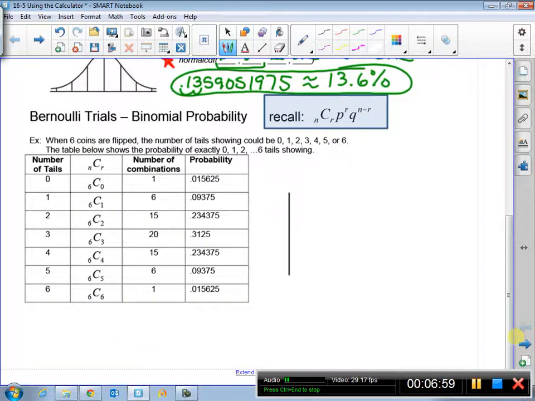All right. Now to something we did yesterday, Bernoulli trials.